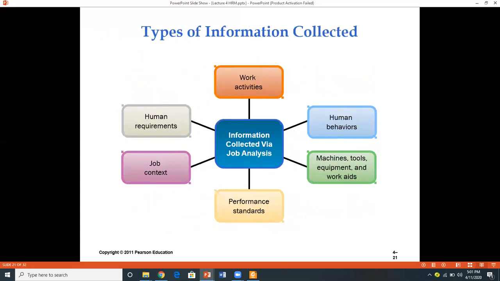Types of information collected from job analysis. Information collected via job analysis is work activities, human behavior, machines, tools, equipment and work aids, performance standards, job context, and human requirements. These are the information collected via job analysis.